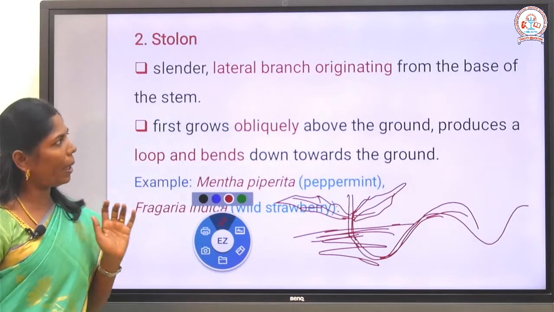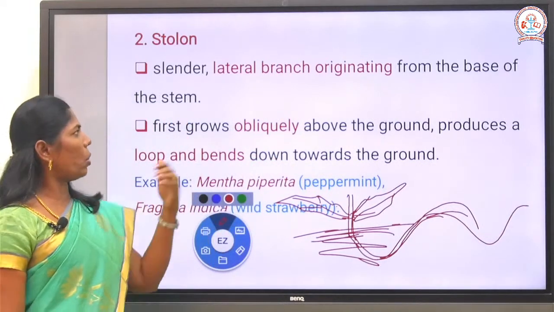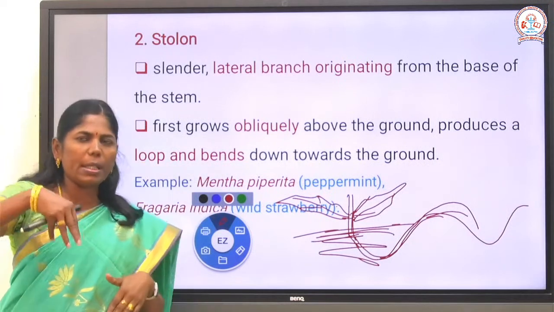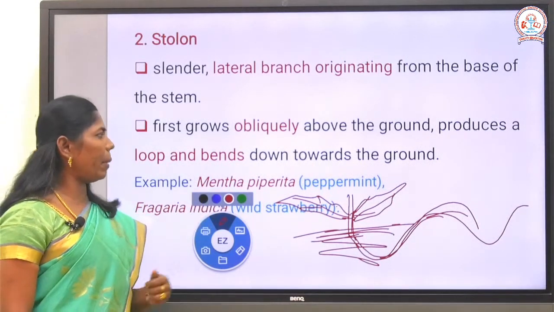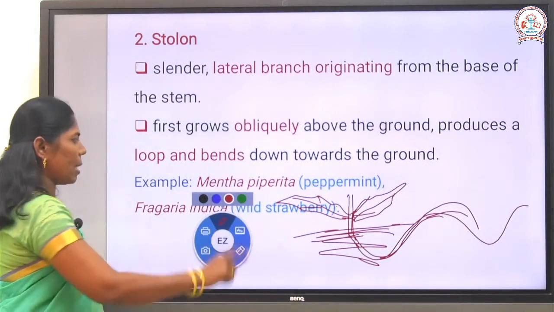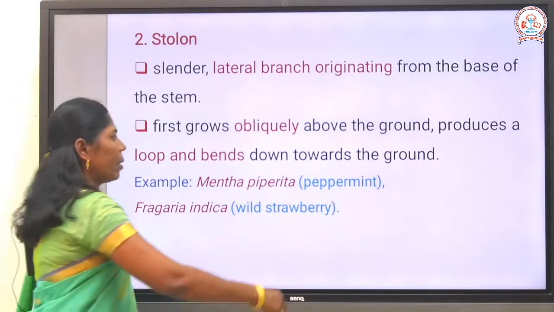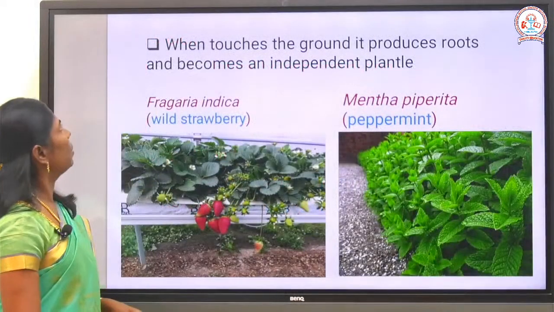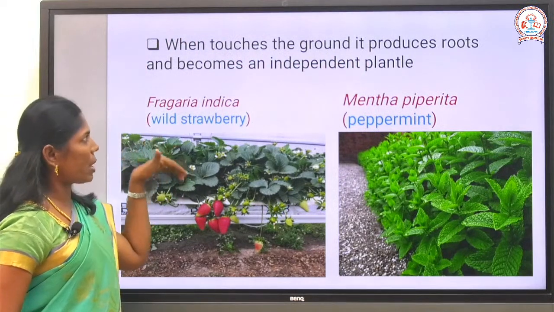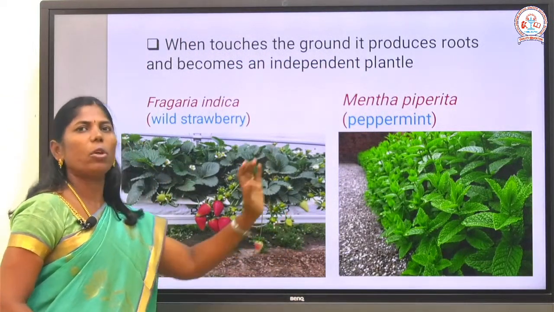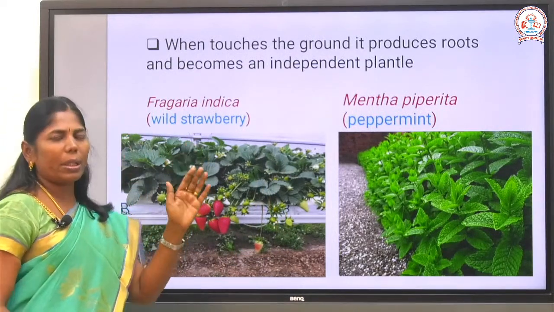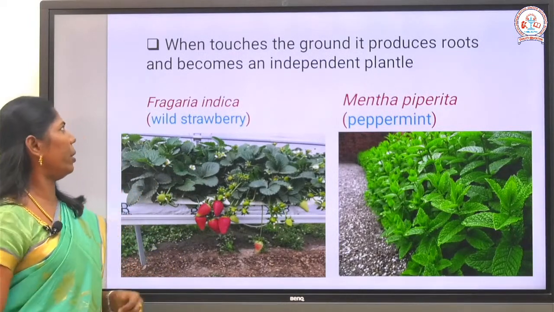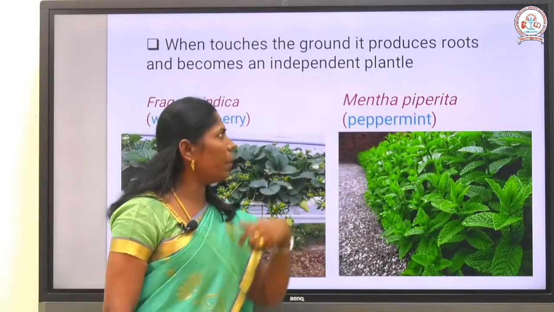So a stolon is a slender lateral branch originating from the base of the stem. It grows obliquely, in slanting positions, above the ground, and produces a loop and bends downwards to the ground. An example is Mentha piperita. Another example is Fragaria, the wild strawberry. In the stolon, when it touches the ground, it immediately gives rise to the next vegetative propagation and becomes independent. The daughter plant is detached from the parental plant and gives rise to an independent life. Examples: Fragaria indica and Mentha piperita.